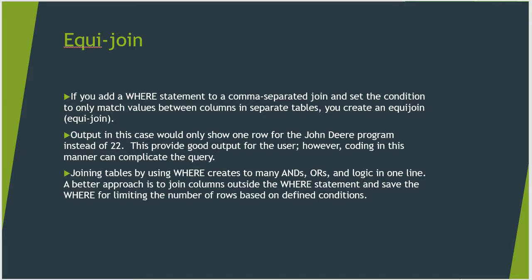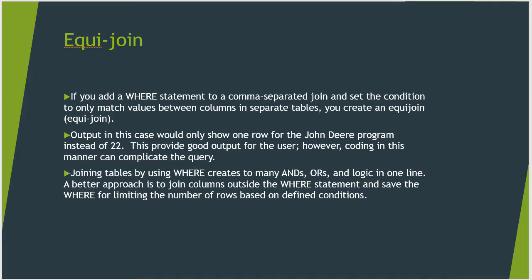An Equijoin. This is where you add a where statement to a comma-separated join. So now we've created a condition where the information in one column in one table must match up to the information in a second column in the second table. That is called an Equijoin.